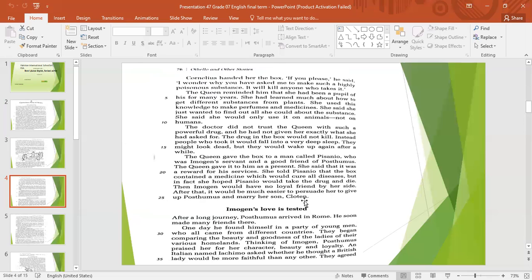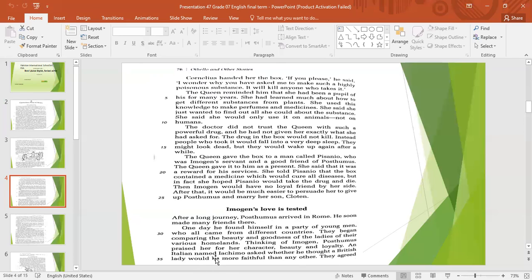Dear students, now this is another point in the story. Imogen's love is tested. After a long journey, Posthumus arrived in Rome. He soon made many friends there. One day he found himself in a party of young men who all came from different countries. They began comparing the beauty and goodness of the ladies of their various homelands. Thinking of Imogen, Posthumus praised her for her character, beauty, and loyalty.